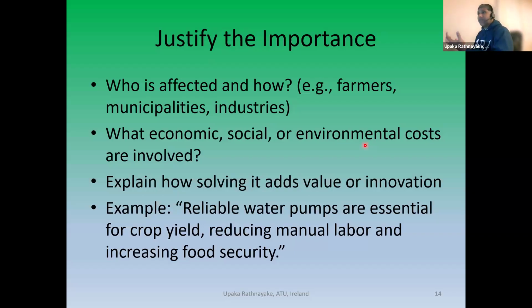So we have to justify the importance of the problem which we are looking at. What is the outcome of this project, how would it affect the stakeholders, and are we looking into sustainable development goals from our solution?